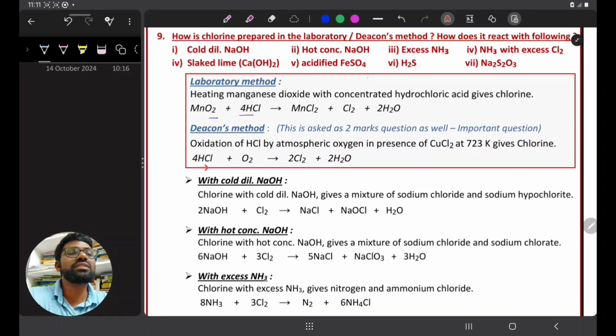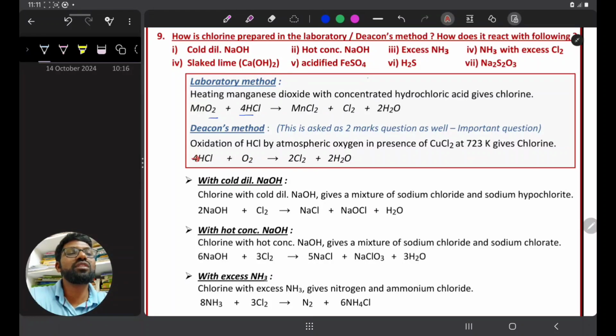Oxidation of hydrochloric acid with atmospheric oxygen: 4HCl plus O2. In the above reaction, wherever you find hydrogen and oxygen in different reactants, you just get water molecules. So 2 oxygens are there, so 2 H2O will be formed. Otherwise, 4 hydrogens are there; take half the number of hydrogen atoms and you get the number of water molecules. That means 4 hydrogens give 2 water molecules.